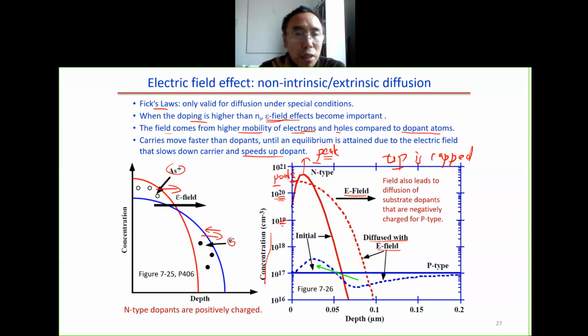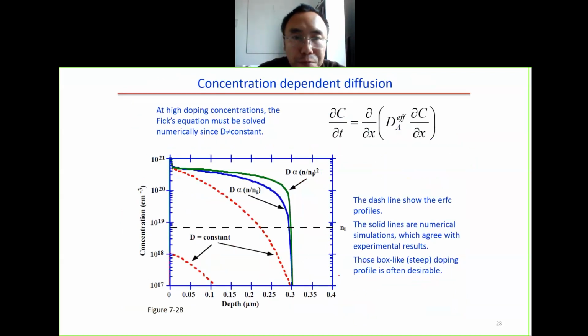Not only the dopant, but also the substrate dopant. When we have this field, the substrate dopant will also be affected. In this case, it is p-type, and p-type is negatively charged. Then the profile becomes like this, so we have this movement of the substrate dopant materials.